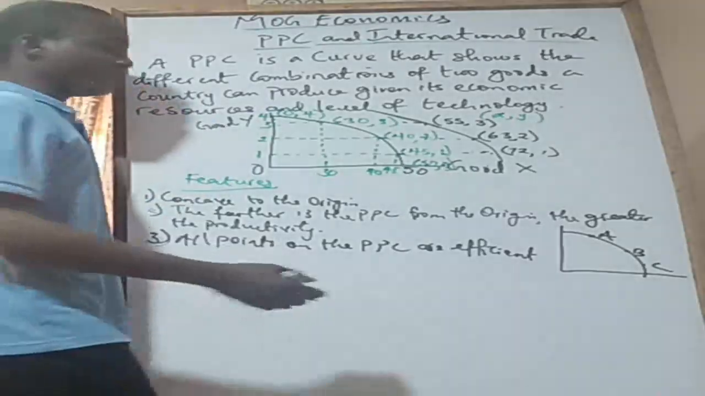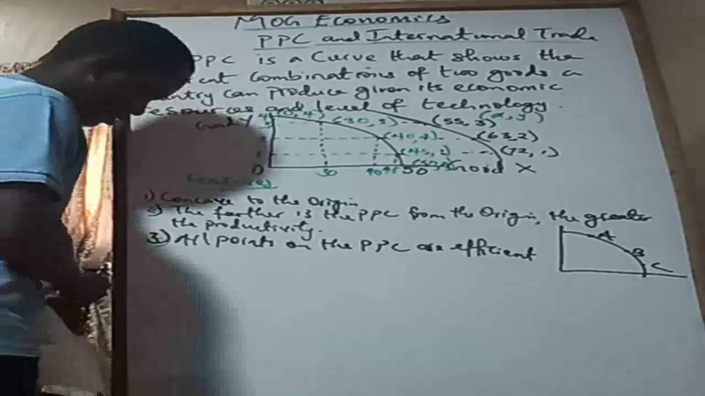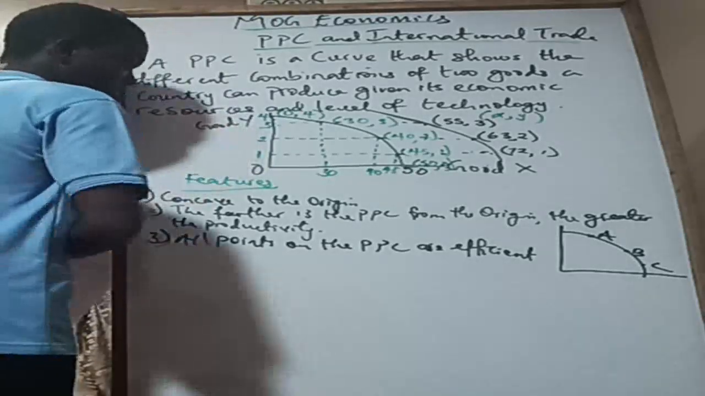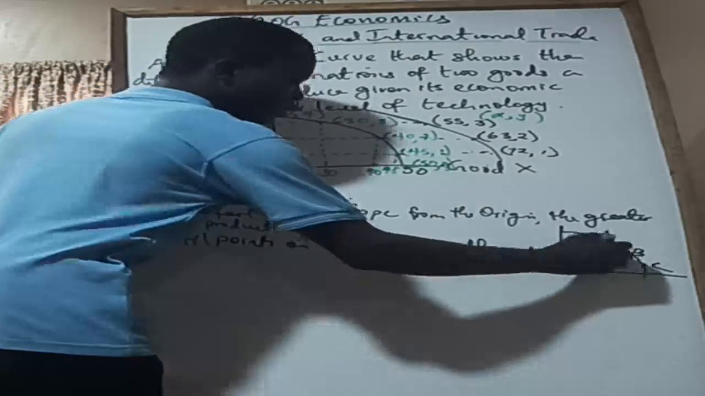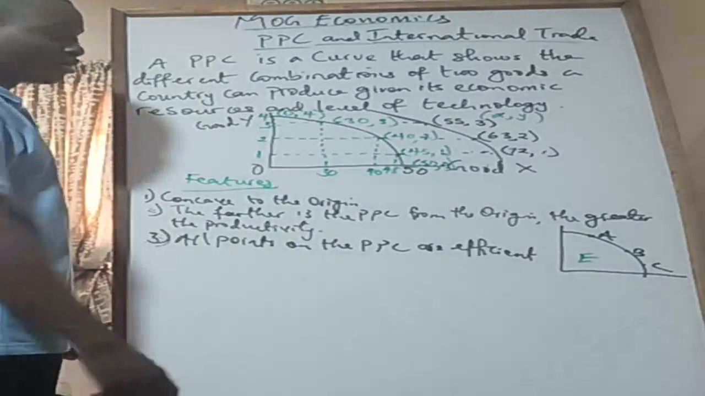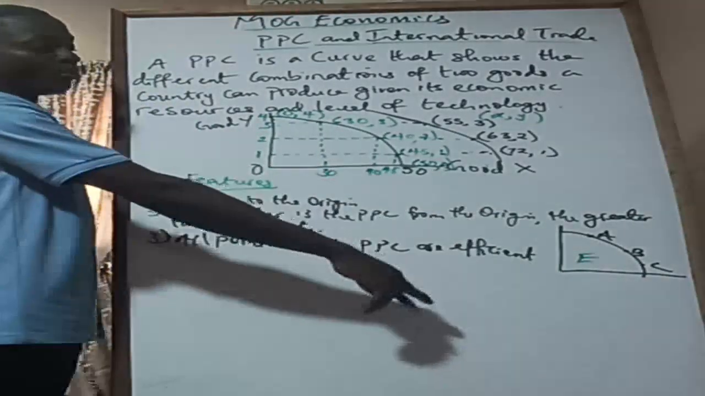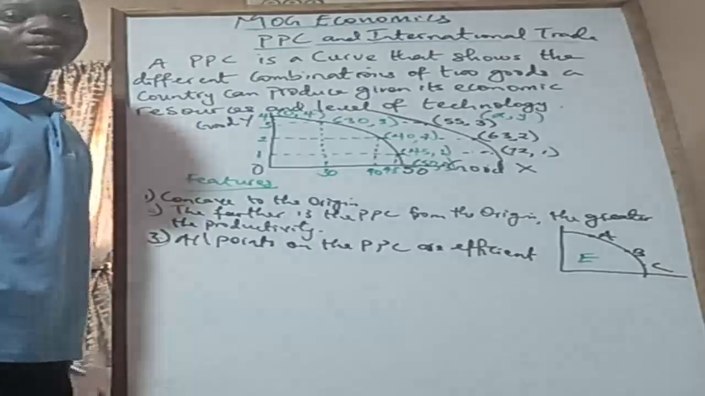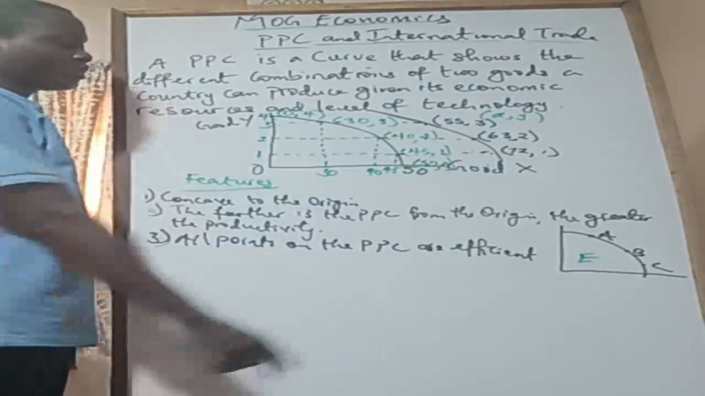So if you are at a point E here inside, this is inefficient. It is attainable. It's possible for you to produce at this level, but producing at this level simply means that you are not making the best use of your resources, right? So this is an inefficient point.